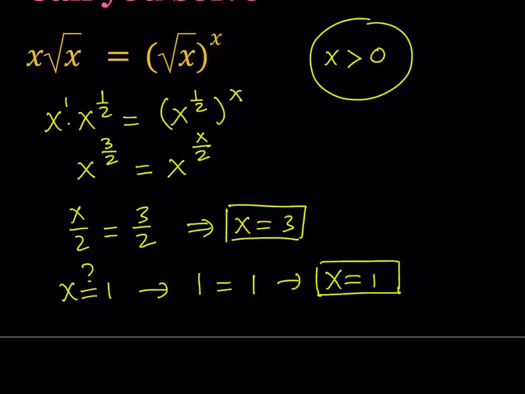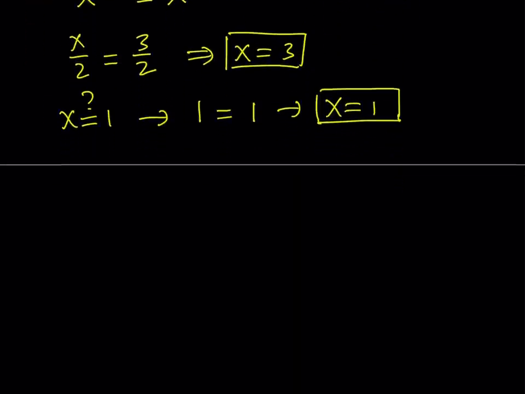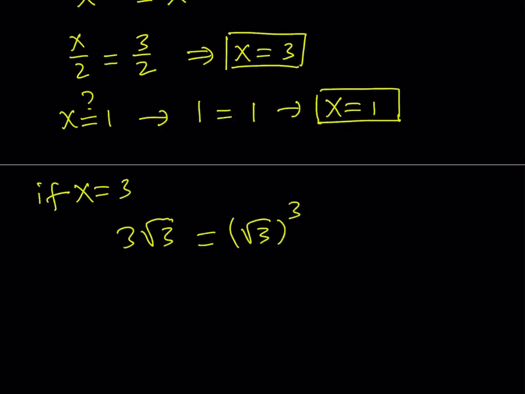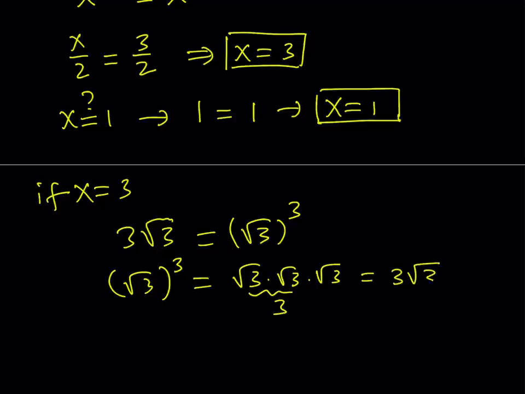Let's go ahead and check out 3. What happens if x is equal to 3? We get something like this. If x is equal to 3, then we get 3 root 3 equals root 3 to the power 3. And as you know, this is true, because if you take root 3 and cube it, you basically get root 3 times root 3 times root 3. And root 3 times root 3 is equal to 3. Therefore, the answer becomes 3 root 3. So x equals 3 definitely works. x equals 1 also works.